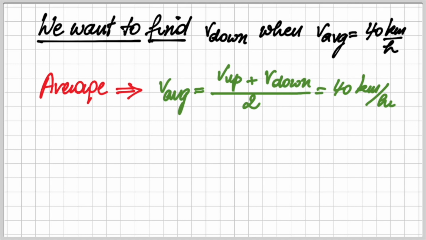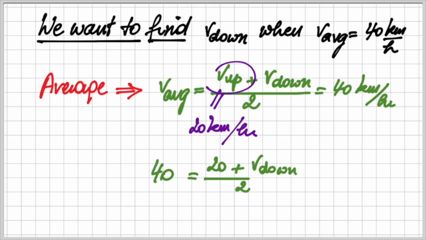We know that this has to be 40 kilometers per hour. Up is 20 kilometers per hour. The average is 40 kilometers per hour. So we can say that 40 is equal to (20 plus v down) divided by 2. By transposing this equation, we can find v down. We bring all the numbers that we know to the other side. When we multiply both sides by 2, we find 80 on the left-hand side is 20 plus v down. So we bring 20 to the other side, so we have 80 minus 20. And we find that the speed down should be equal to 60 kilometers per hour.